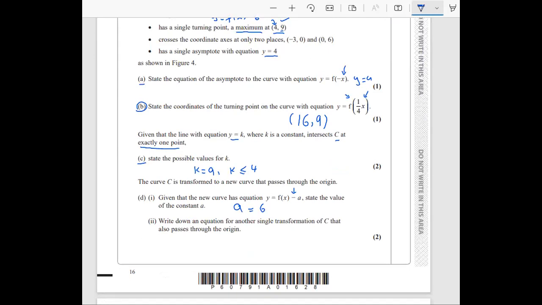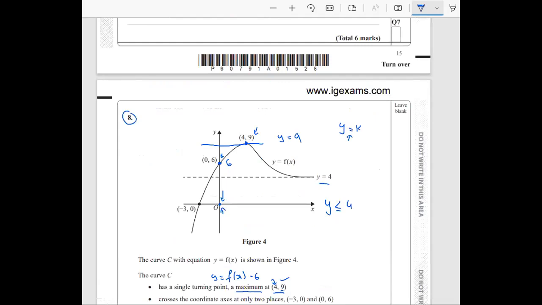And the second part: write down an equation for another single transformation of C that also passes through the origin. This was one way of transforming the curve. Now they want us to transform the curve in another way, but the concept is the same. Again, it should pass through the origin. So let's look at our curve. Initially, we played with this, and we want another transformation. So this is the only point which we can play with.